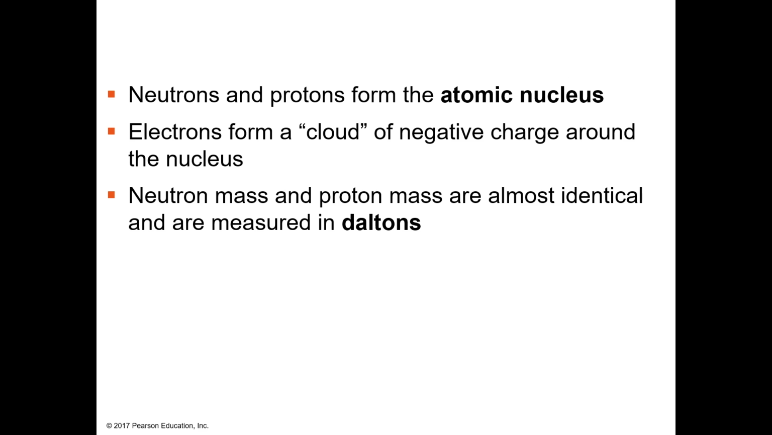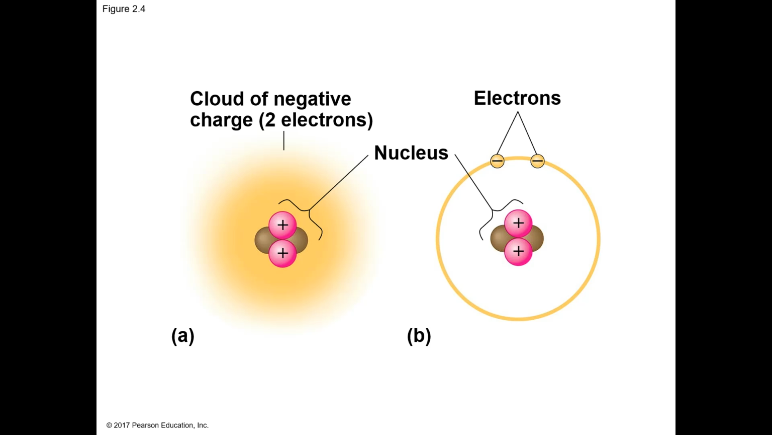Because it's at least 4 orders of magnitude smaller. So here on the left side, we have a cloud of negative charge, right? That's that yellowish area. And then inside of that, they're depicting this disproportionately large nucleus with 2 protons in the pink and 2 neutrons in the brown. But in reality, you can kind of see the electrons.